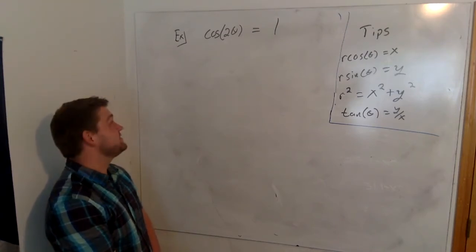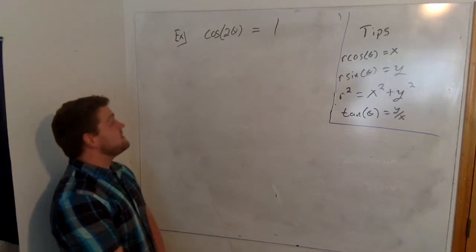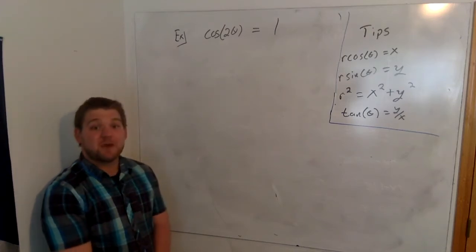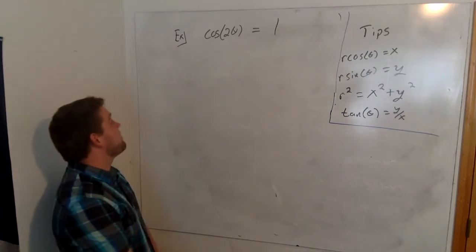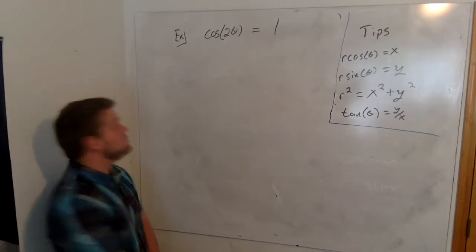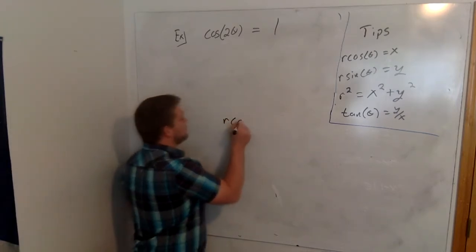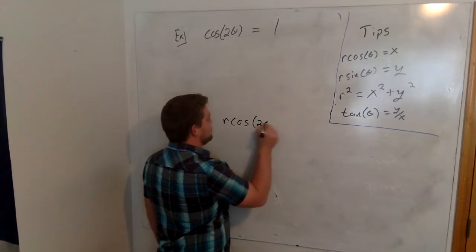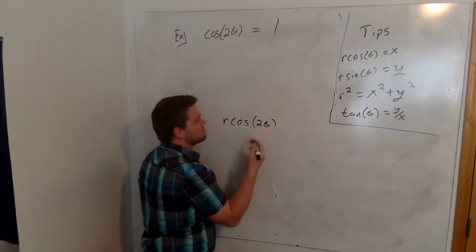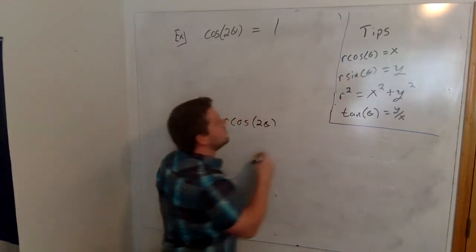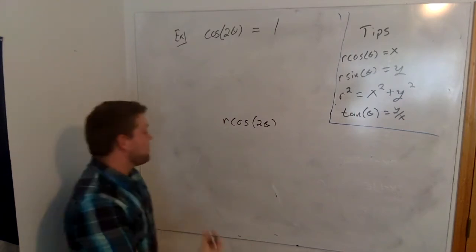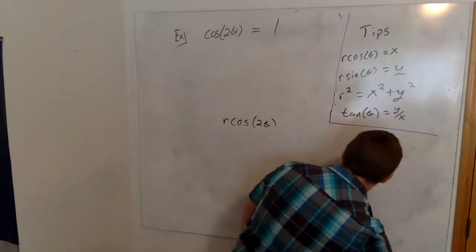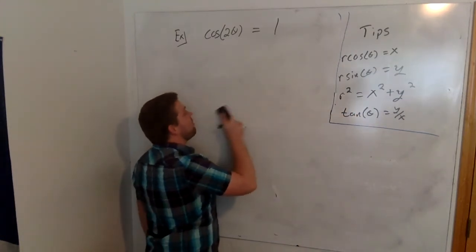Okay, let's do it. You might be tempted to want to multiply both sides by r. So we get an r times the cosine of 2 theta. But if we had an r times the cosine of 2 theta, we can't replace this with x, because x is r times the cosine of theta, not r times the cosine of 2 theta. So we don't want to multiply both sides by r.